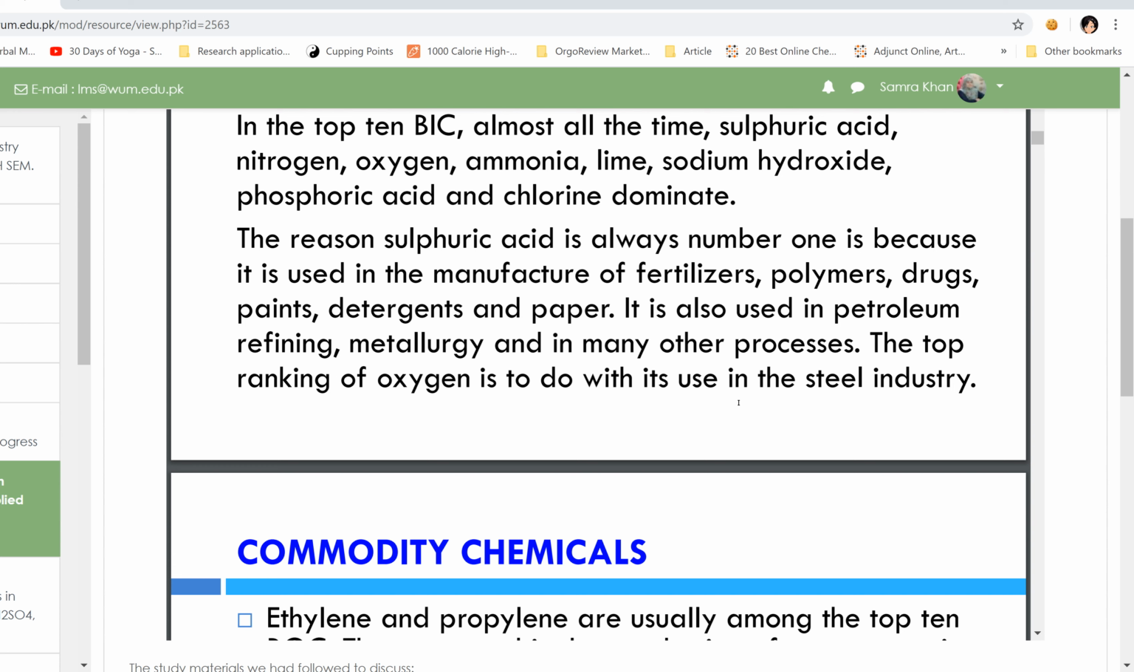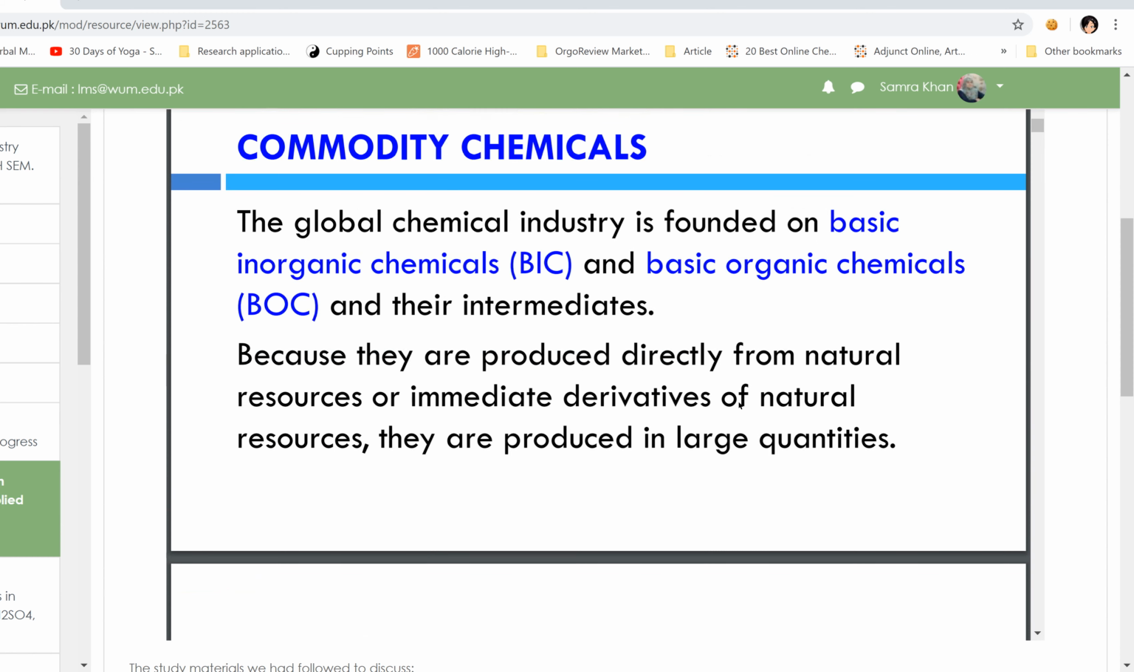It's the refinement, it's further processing, it's further uses. That depends on what the specialty sector does with it. But the bulk would be taken care of by the commodity chemicals. So BICs are the basic inorganic chemicals and basic organic chemicals.